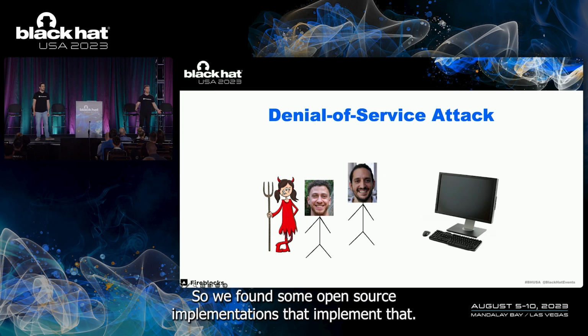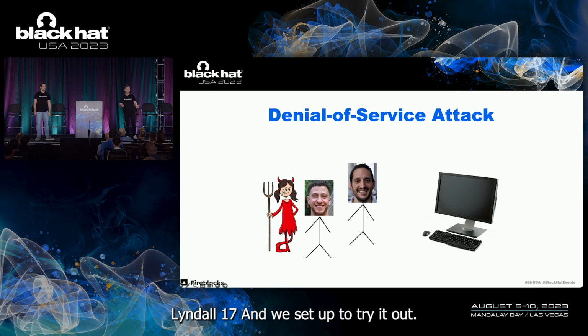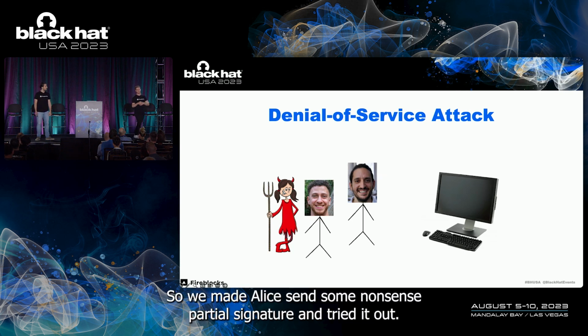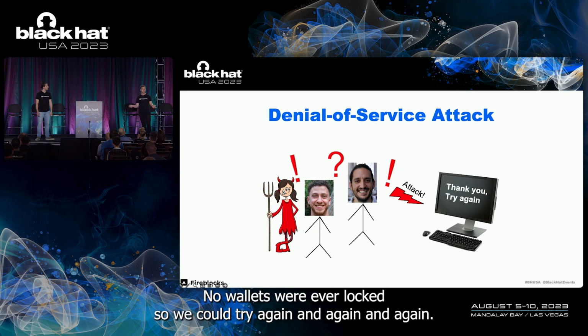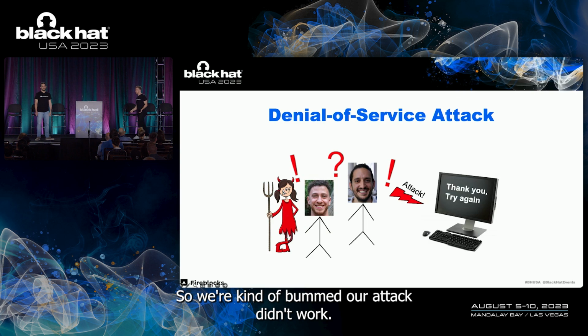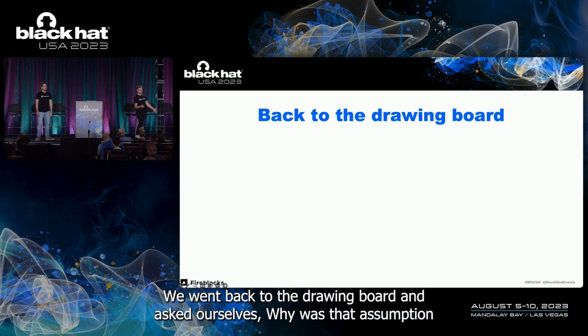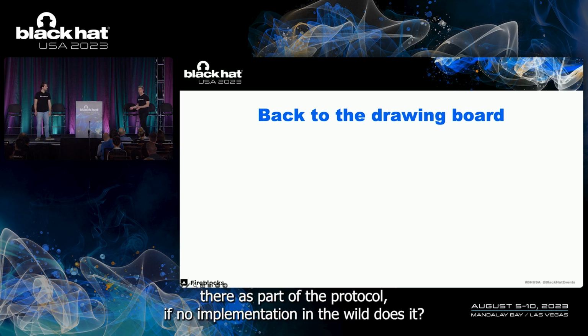So we found some open source implementations that implemented Lindell 17, and we set up to try it out. We made Alice send some nonsense partial signature and tried it out. Surprisingly, nothing happened. No wallets were ever locked, so we could try again and again and again. So we're kind of bummed. Our attack didn't work. We went back to the drawing board and asked ourselves, why was that assumption there as part of the protocol if no implementation in the wild does it?